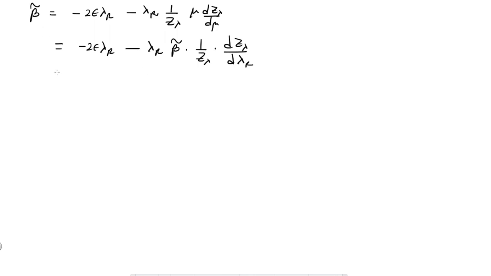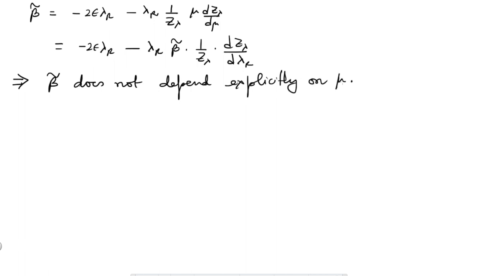Now, if you look at this equation, there is mu dependence, which is implicit here through lambda r, again implicit through lambda r. Then you have a beta tilde. Z lambda does not depend on mu explicitly. So the derivative with respect to lambda r also gives you a function that does not depend explicitly on mu. And 1 over z lambda does not depend explicitly on mu. So when you solve this equation, you will get for beta tilde a function that does not depend explicitly on mu. Okay. So from here you conclude that beta tilde does not depend explicitly on mu.